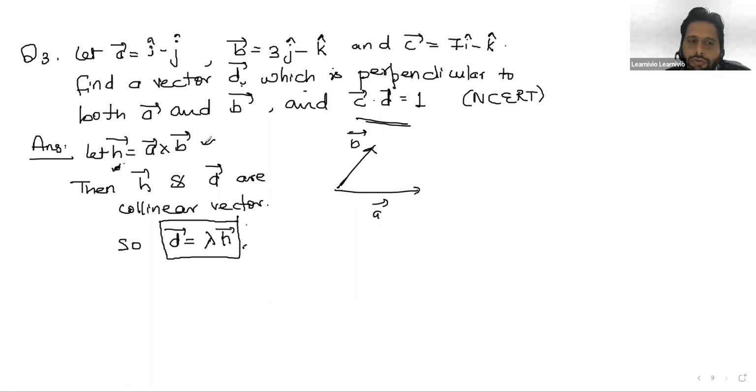Okay, so first you will find the cross product. Then you will say that H and D are collinear vectors, because both are perpendicular to A and B. Then you will write D is equal to lambda times H. If two vectors are collinear, you can always write D as a scalar, any scalar value, times H. You already have the H value, so you multiply it with lambda. Then you will use this relation, and from this relation you will get the value of lambda. So Nabil, please start this question. I will help you if you get stuck, but I'm sure you can solve this question now. Everyone, please complete this.